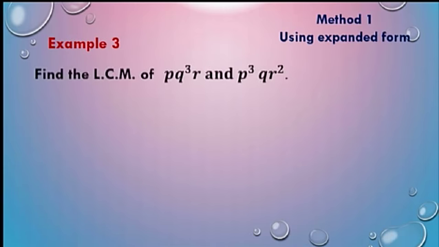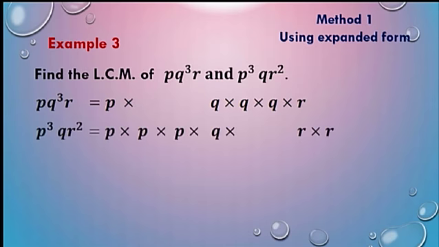Example 3. Using expanded form. Okay, so we need to write them in expanded form. p q to the power of 3 r and p cubed q r squared. As you can see here, we have written these two terms in expanded form. Now, how to find the LCM?